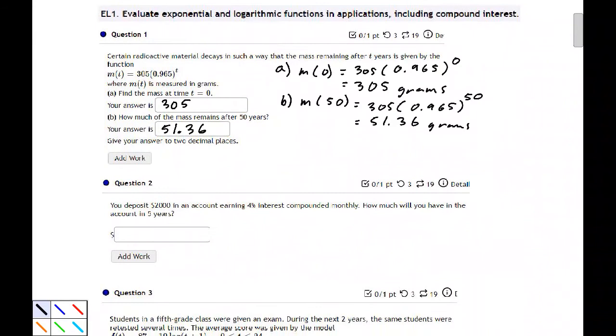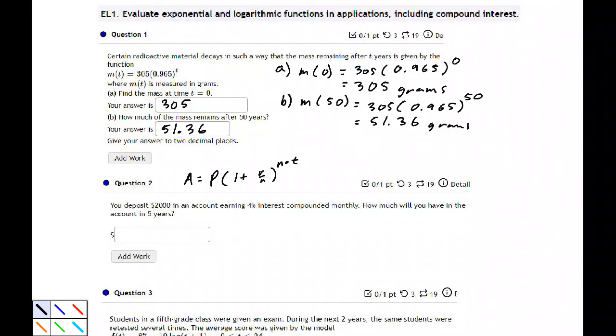Question 2 under Objective EL1 is you deposit $2,000 in an account earning 4% interest compounded monthly. How much will you have in the account in 5 years? This is applying exponential functions to compound interest. Well, I'm going to go and write the compound interest formula here. That is A equals P, parentheses, 1 plus r over n, close parentheses, to the n times t. So all of that is raised to the n times t exponent.